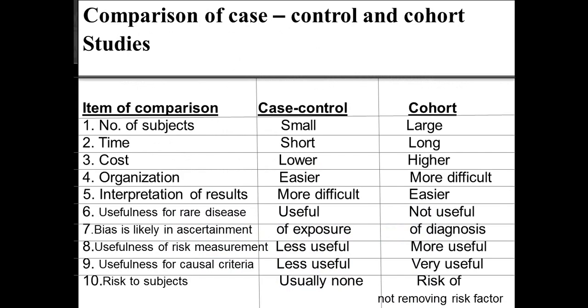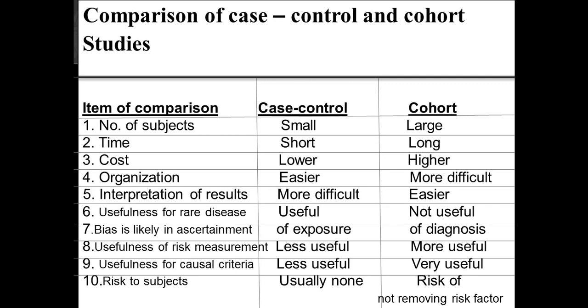This is a comparison of case control and cohort studies. Regarding the number of subjects, it is small in case control, while large in cohort. The time is short here and long in cohort. Cost is lower in case control, higher for cohort. Organization is easier in case control and more difficult in cohort. Interpretation of results is more difficult, while it is easier in cohort.